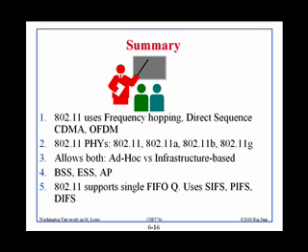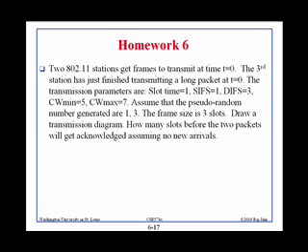And here, 802.11 supports a single FIFO queue and uses SIFS, PIFS, and DIFS. So basically we understand SIFS, PIFS, and DIFS. The idea here with a single FIFO queue is that the packets which come in just stand in the queue, first in, first out, inside the station.